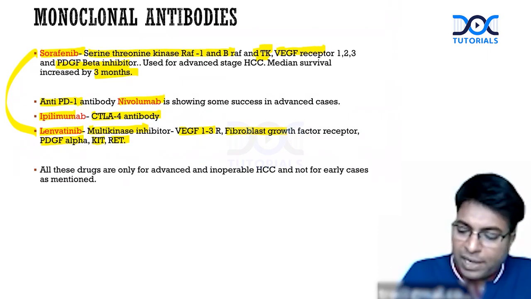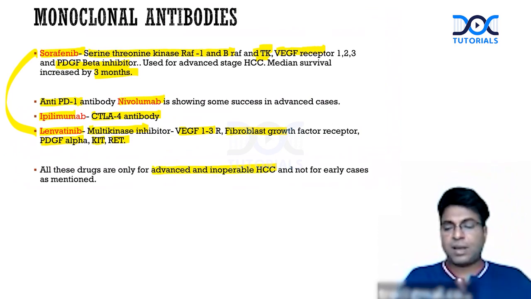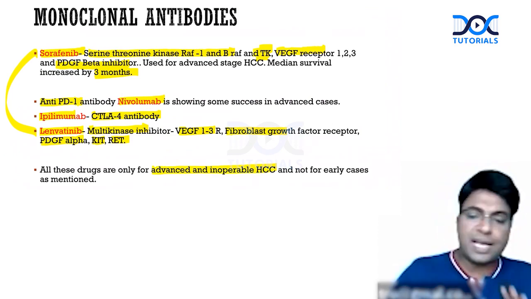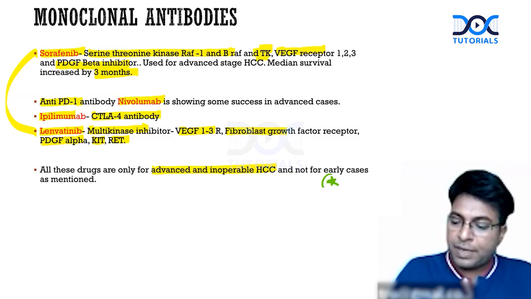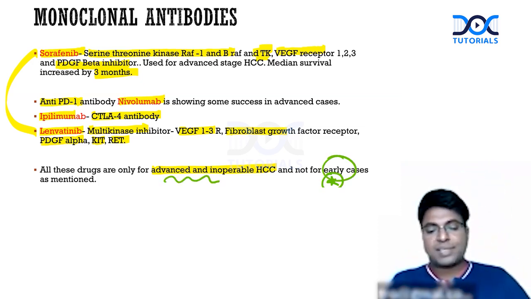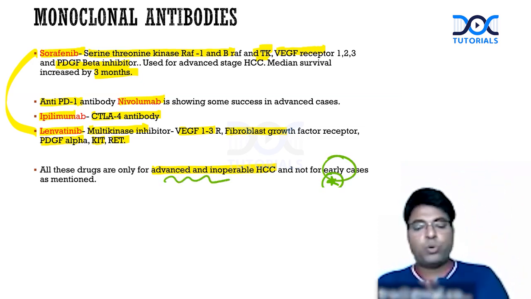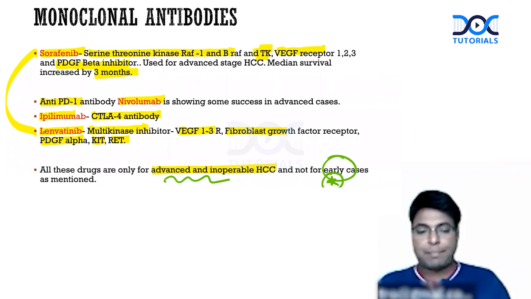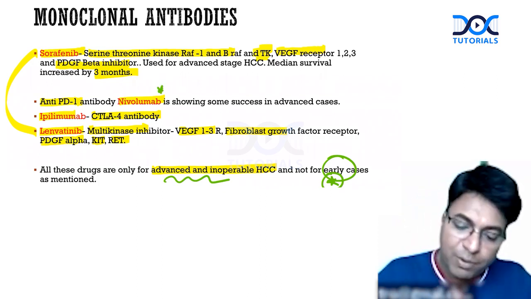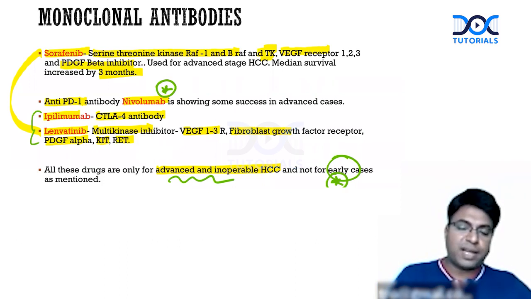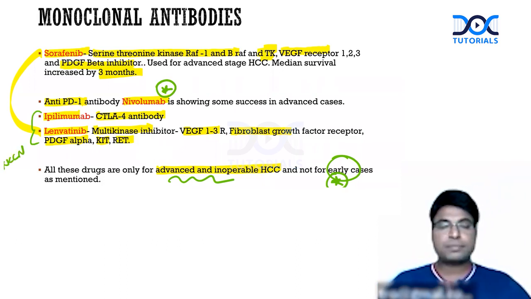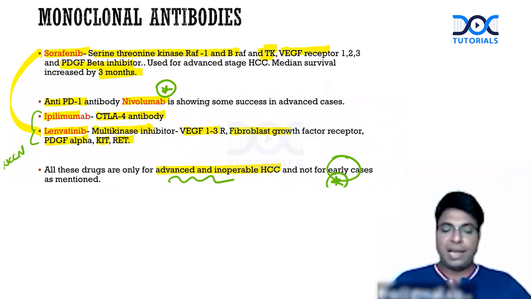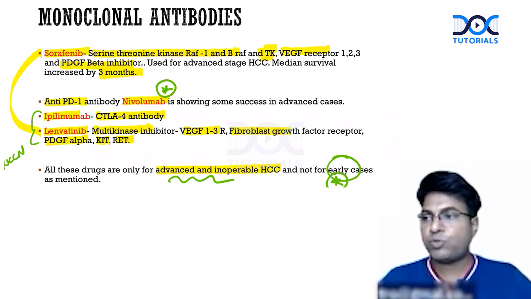All these drugs are only for advanced and inoperable HCCs, not for early cases, as mentioned anywhere in the material. So these are the new drugs. Nivolumab is mentioned in Sabiston, so I request you guys to remember nivolumab. The other 2 drugs are taken from NCCN guidelines. Anti-programmed death 1 antibody is nivolumab. Ipilimumab is a CTLA4 antibody. Lenvatinib is a multi-kinase inhibitor. Please don't forget any of these points. I expect MCQs for your exams.